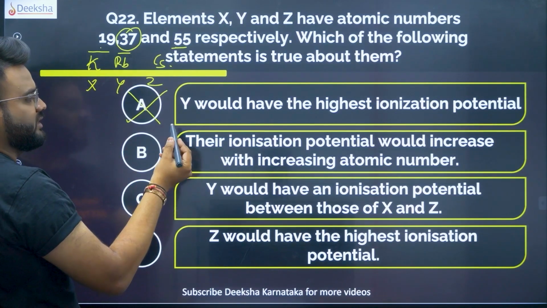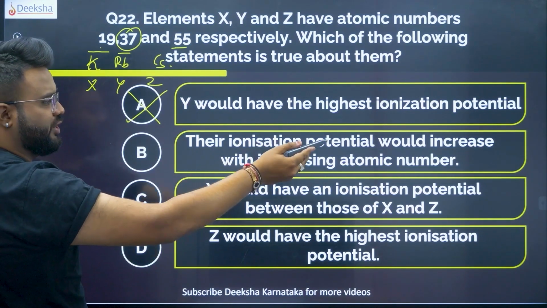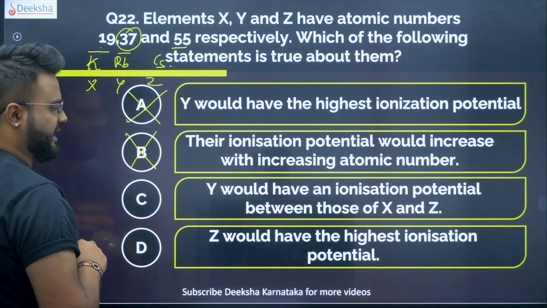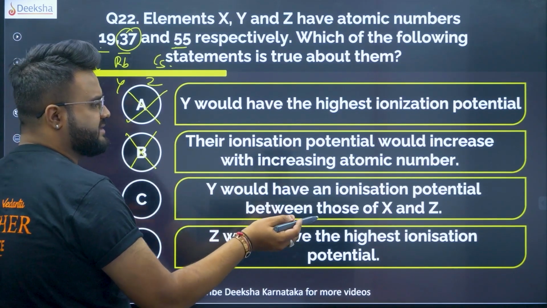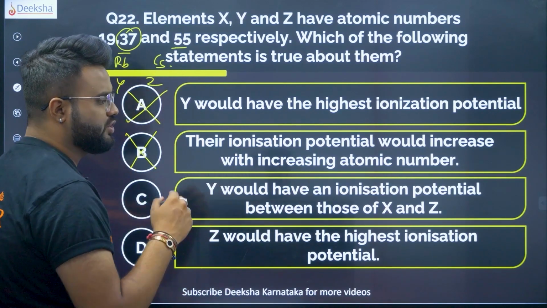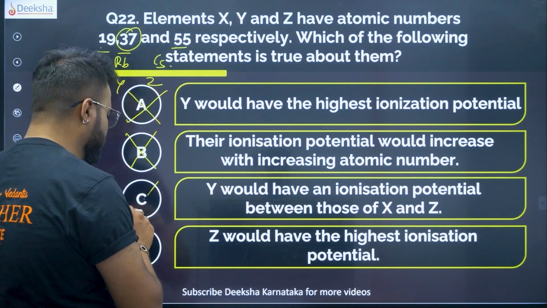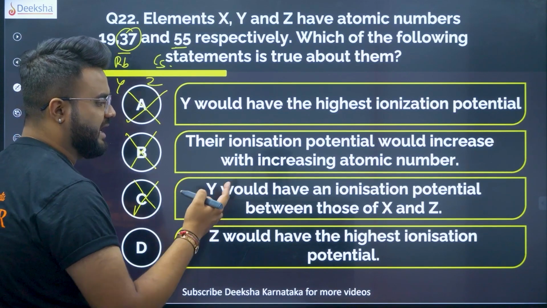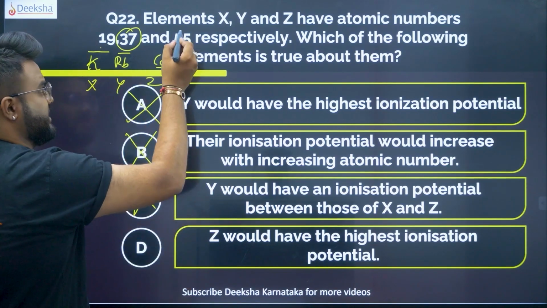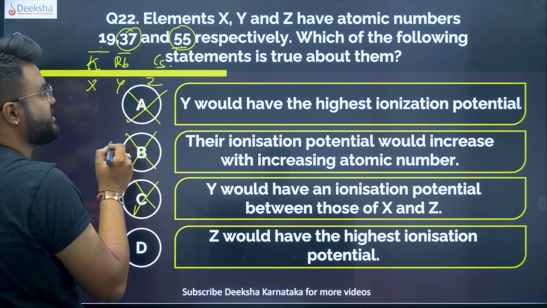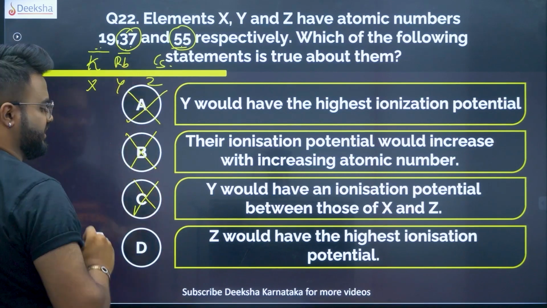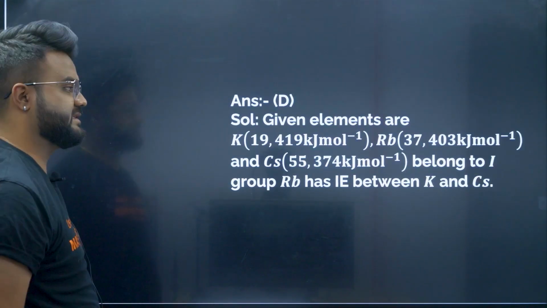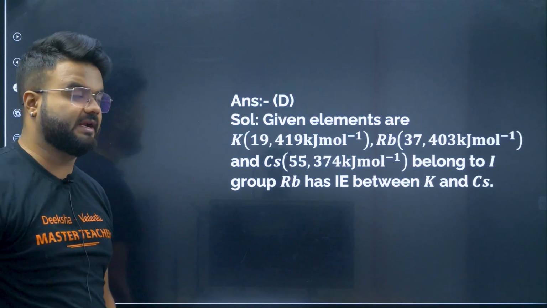Clear? Now, would the ionization potential increase with increasing atomic number? No, it never happens like that. Would Y have ionization potential between those of X and Z? No, no. Therefore, Z would have the highest ionization potential. Yes, Z has the highest ionization potential from these. Therefore, I can say that option D is your correct answer. Clear, guys? Option D is your correct answer.